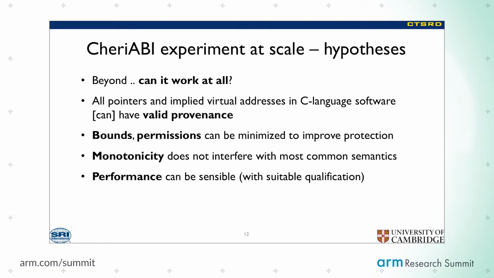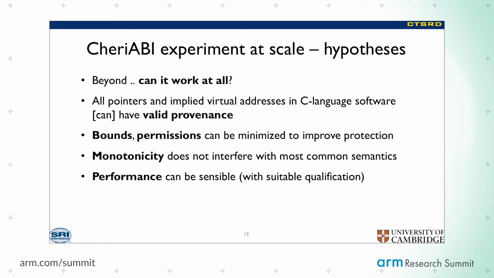For example, we want to know that all these pointers, implied virtual addresses, either do have valid provenance or that we can ensure they have valid provenance. If they don't, then the program will crash and burn almost immediately. On bounds and permissions, we want to know how small you can make them and still have your software work. The smaller we can make them abstractly, the better the protection properties.